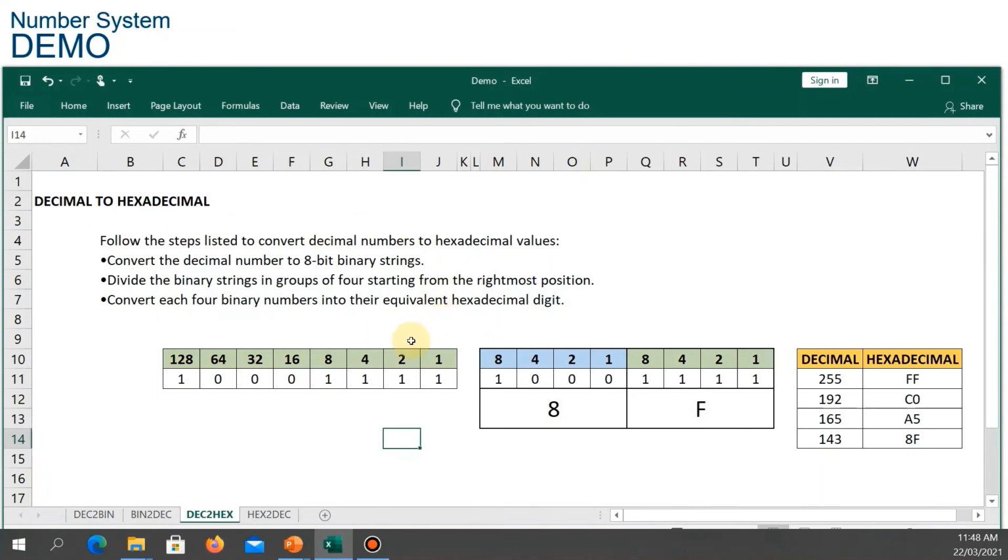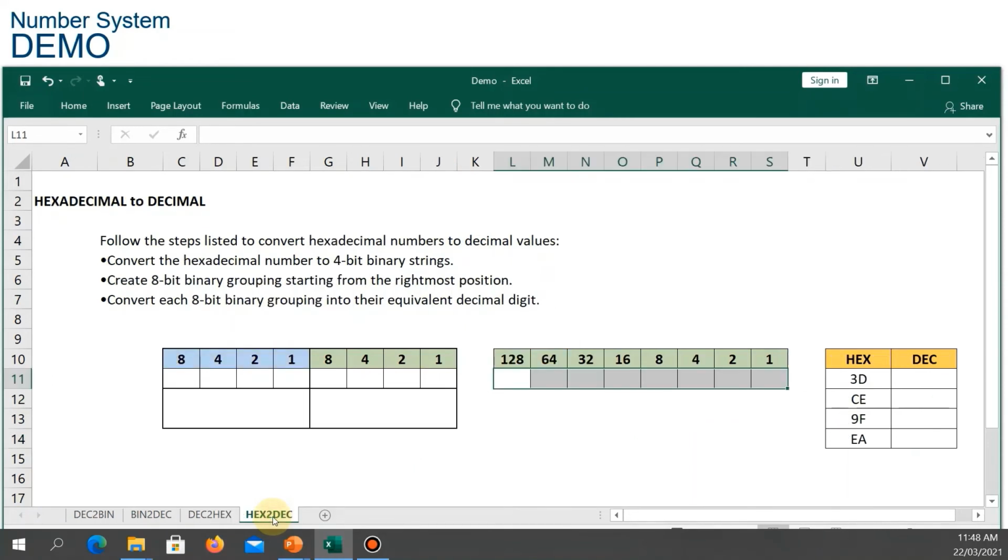So again, let's go back to our Excel file here and have a demonstration of hexadecimal to decimal. You just have to follow the steps here to convert hexadecimal numbers to decimal. This is just the opposite of what we did with decimal to hexa. Convert the hexadecimal number to 4-bit binary strings, and then create an 8-bit binary grouping starting from the rightmost. Then convert each 8-bit binary grouping into its equivalent decimal digit.